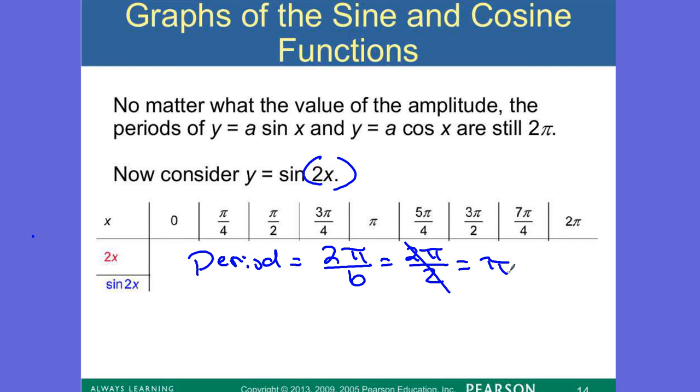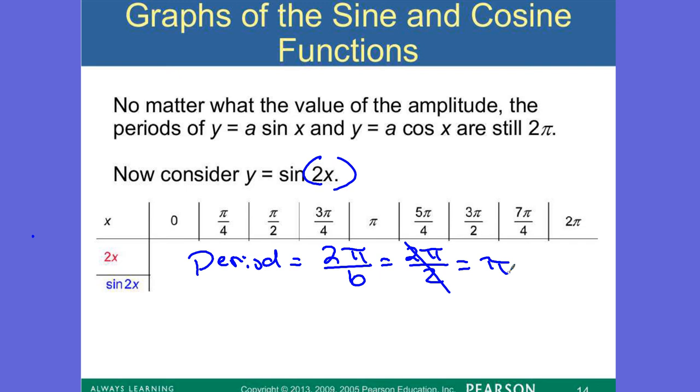Now, what is the normal period for sine? 2 pi. And to figure out the period is 2 pi divided by b. B is the number in front of x. Oh, never mind. What was the first thing you said? The number in front of the variable is my coefficient. Okay, that's your b.